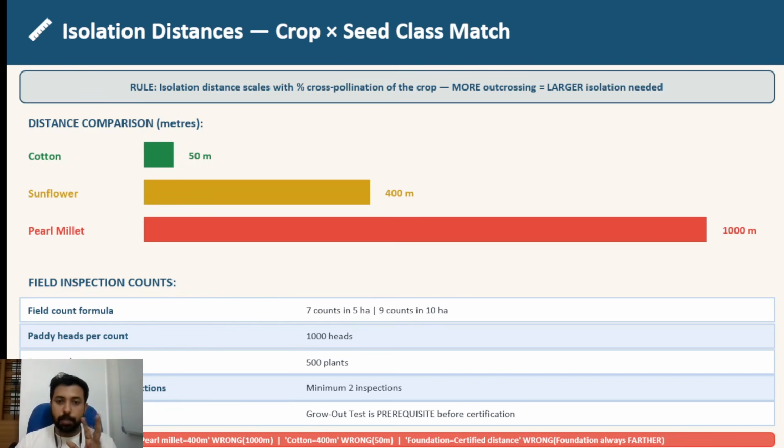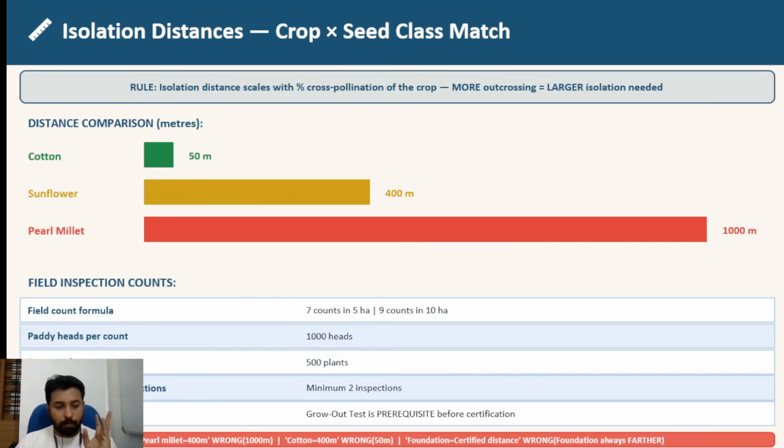Then coming to the field inspection counts, this is also very important. For different crops, you have different numbers of field visits and samples, everything based on your area. Also, sampling changes: more area, more number of samples per acre. How many samples, those kinds of things are also very important. Clear? Then about hybrid seed production and the grow test. One more important point: the grow test is a prerequisite before certification. For getting certification, you need a positive grow test result.